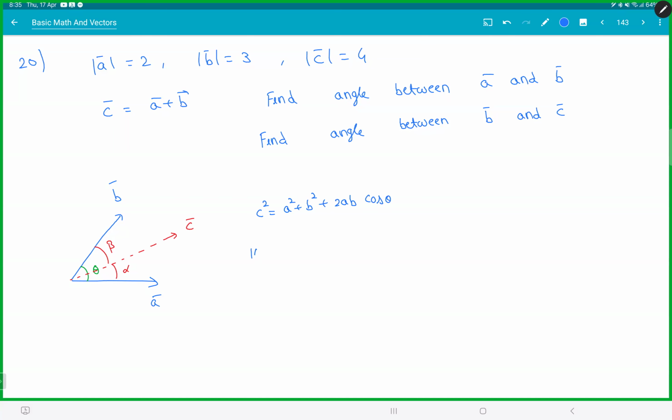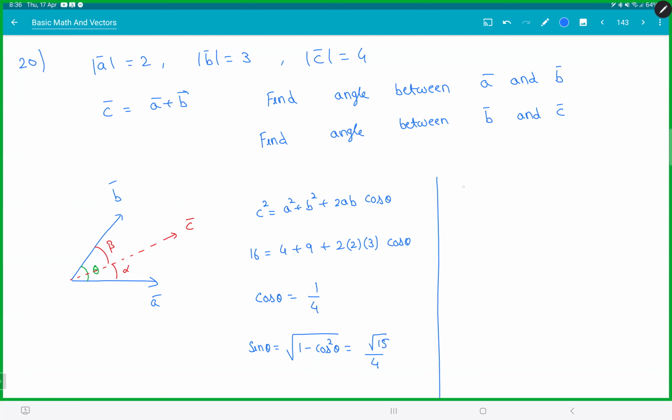c is 4, so c square is 16. a square is 4, b square is 9, plus 2 into 2 into 3 into cos theta. This gives cos theta equal to 12 minus 13 by 12, that is, minus 1 by 4. That was easy. And if you got cos theta, from here I can get sin theta, which is root over 1 minus cos square theta. That turns out to be root 15 by 4, from 1 minus 1 by 16.